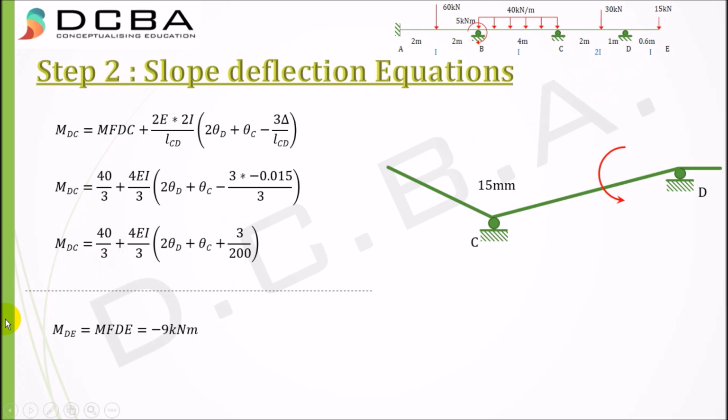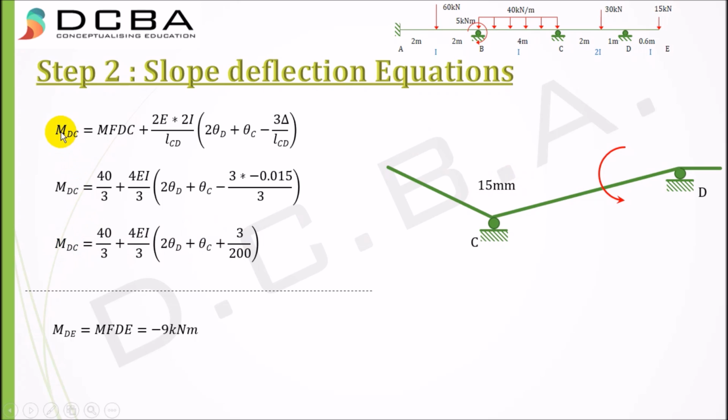Okay, and now the last is MDE. This MDE will be equal to MFDE only. Why? Because when my load acts at the point E, it tries to cause a clockwise movement, right? 15 into 0.6 would be a clockwise movement. Now my support D has to offer an anti-clockwise moment of the same magnitude, which is MDE, right?